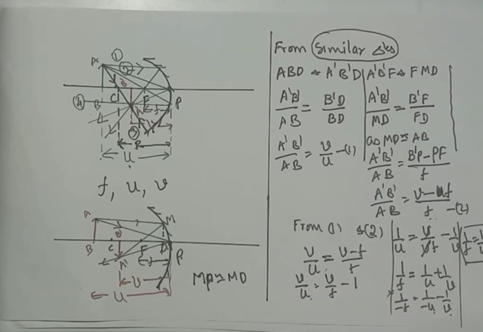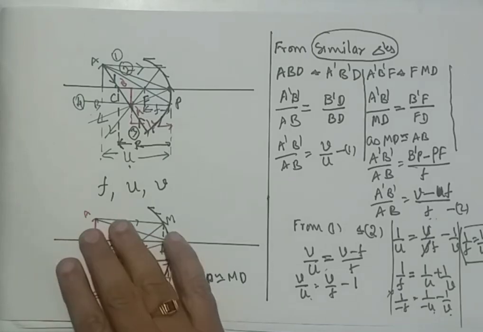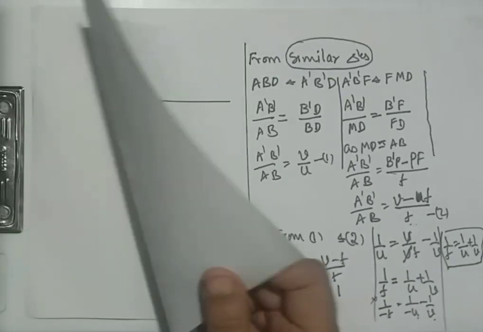Later on, the second step is to write the similar triangles. In similar triangles, left hand side of the 2 equations will be A dash B dash by AB, and remaining things follow. In the third step, you simplify those equations. In the fourth step, apply the sign conventions to finalize the equation. These are the 4 things what we need to remember to learn this derivation. Now we pass on to the next concept in this chapter.